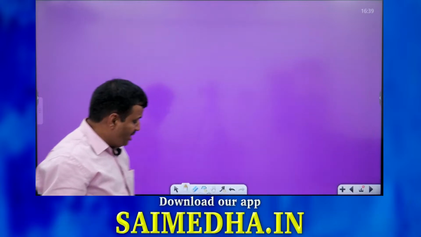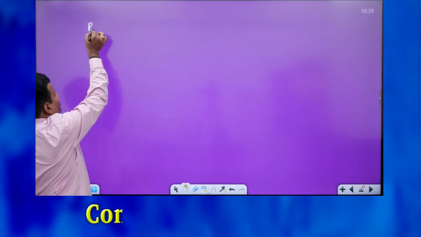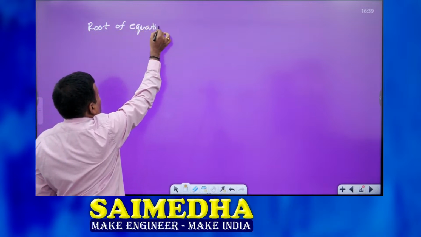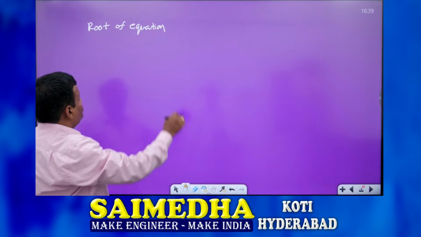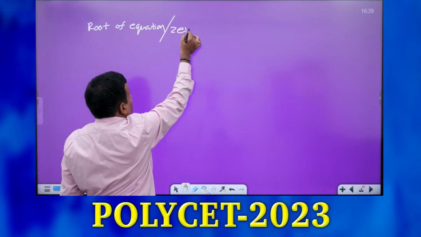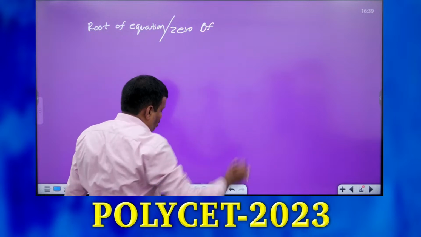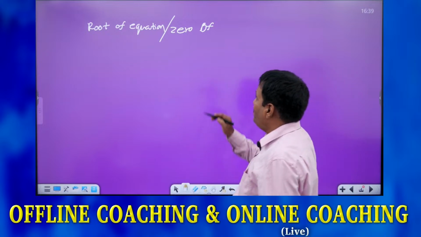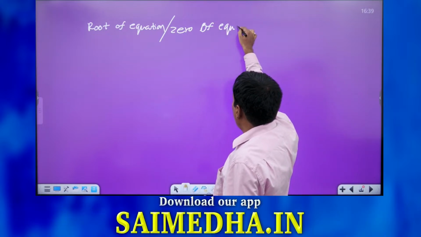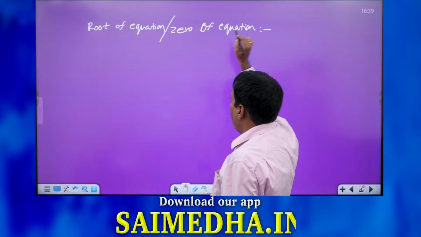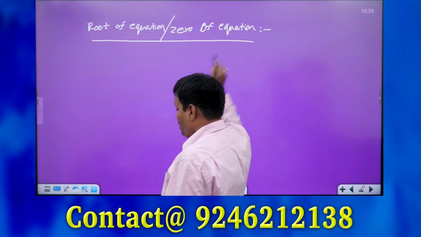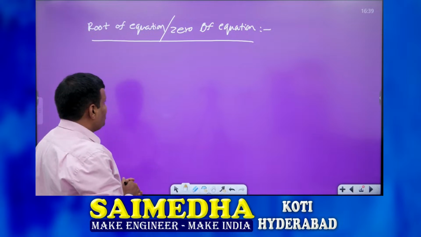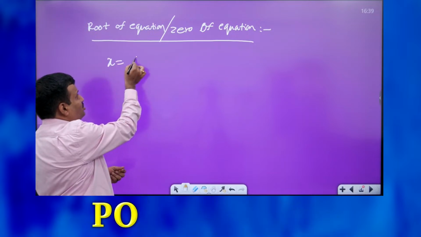And one more word here we have to remember. What is the root of the equation? Root of quadratic equation. What is another name? This root is also called zero of the equation. They use these two words, so don't get confused. They are using root of the equation and zero of the equation. What is another word for the root of the equation? Zero of the equation.